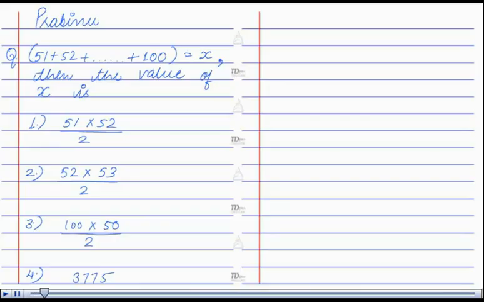Hello, I'm Prabinu. Question is 51 plus 52 plus ... till 100 is equal to x. Then the value of x is solution.